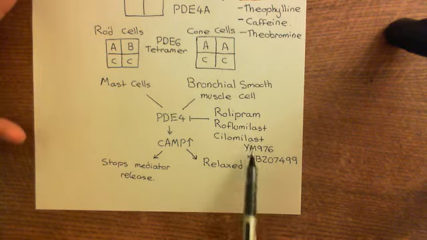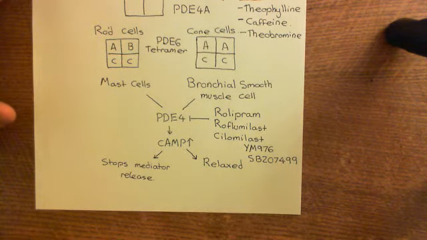So here are some drugs which selectively inhibit phosphodiesterase 4 enzymes. Rolipram is in current clinical use. As far as I'm aware, roflumilast and cilomilast are in clinical trials to be used for the treatment of asthma. And then there are also some experimental drugs here, YM976 and SB207499, which are also selective phosphodiesterase 4 inhibitors, and potentially might have a use in the future.